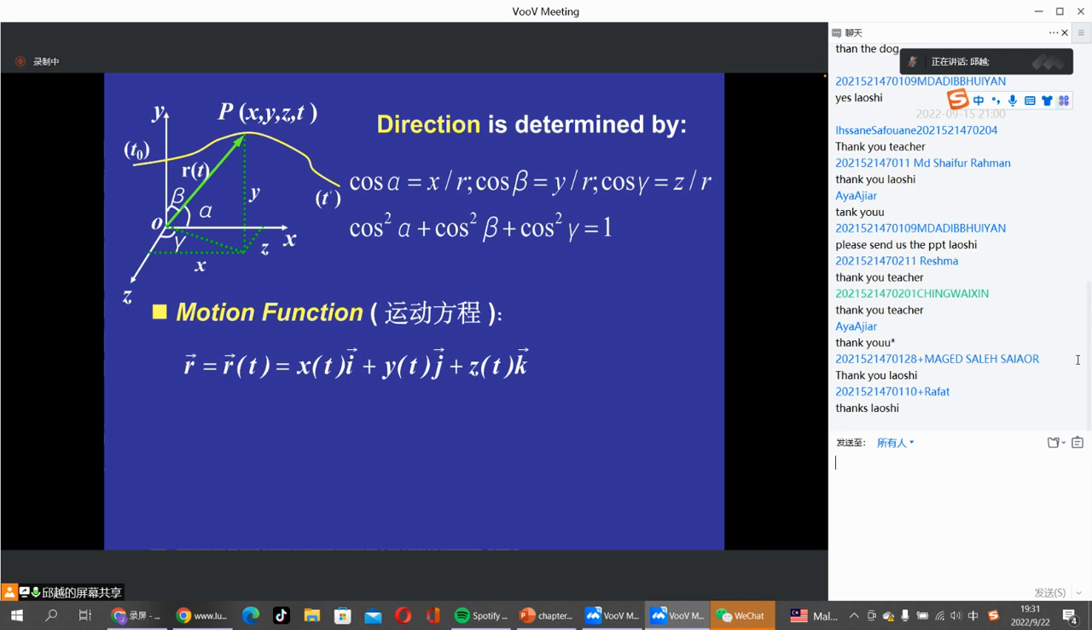So if we write this equation, the vector r is determined by the time t. It is called the motion function. And then we have trajectory equation.